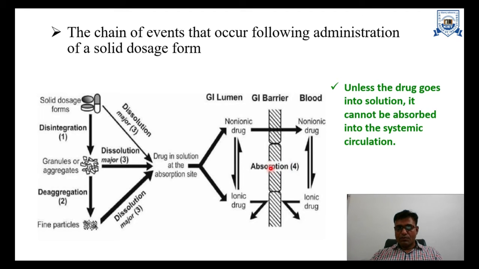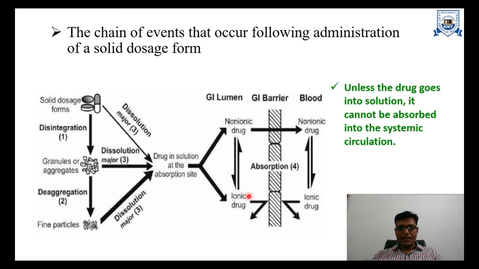And the most important thing: unless the drug goes into solution, it cannot be absorbed into the systemic circulation. So for better absorption, the drug must be in solution form. Then only can it be absorbed or transferred through the GI membrane. The drug may also dissolve before disintegration or deaggregation of the dosage form, and before or after reaching the absorption site.